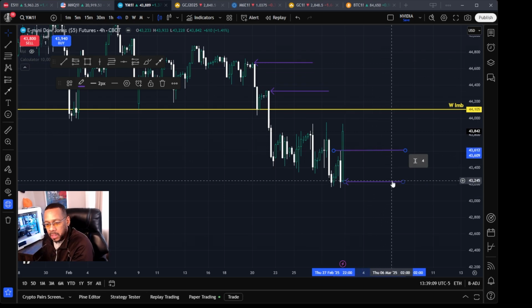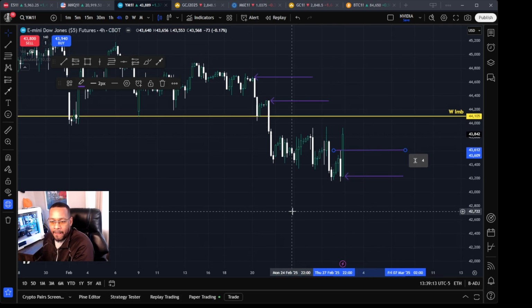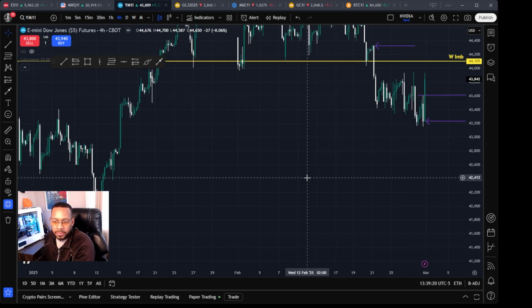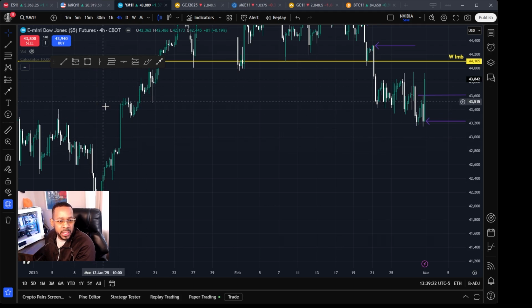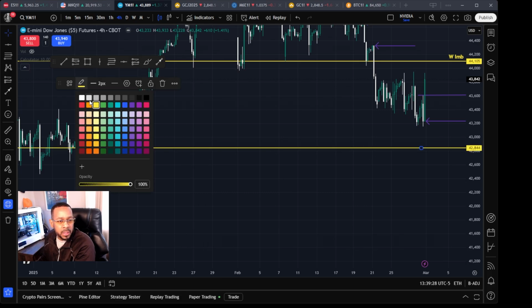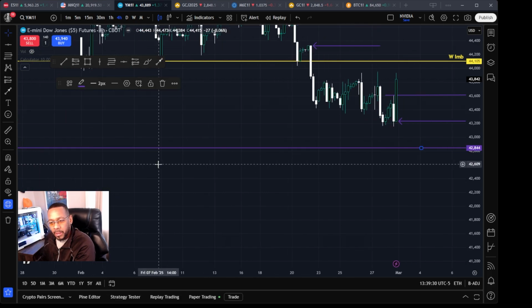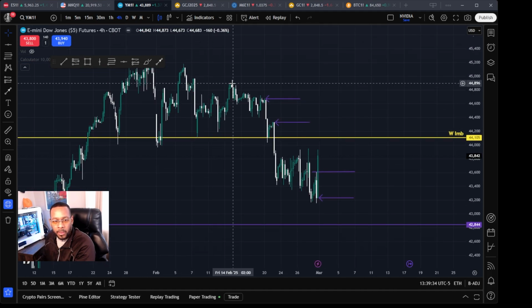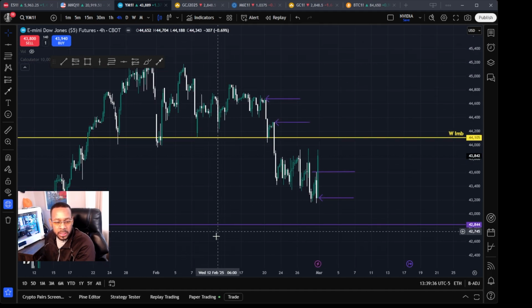If we get a close below here, where it just comes back, cleans this up, and then continues down, we still have this area down here where we had a previous 4-hour imbalance that price could potentially go to. Right now, I'm looking for it to come on back up and take out all these highs here.